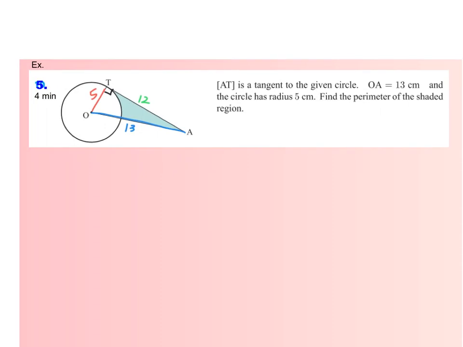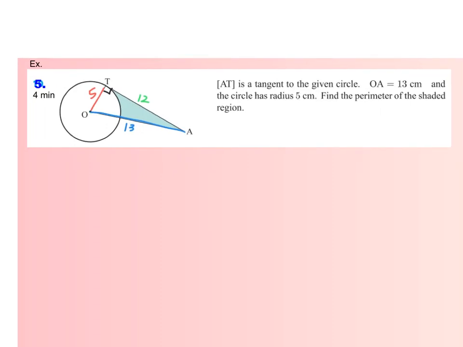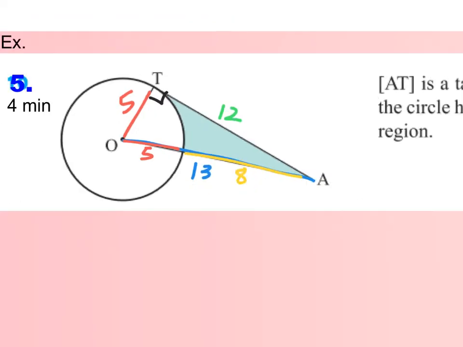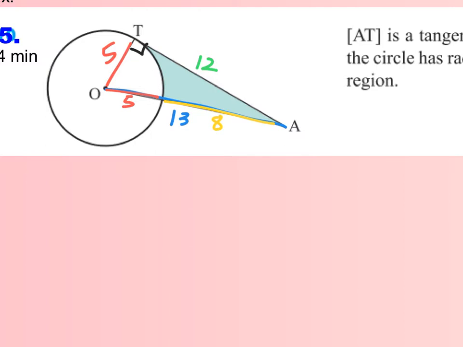Find the perimeter of the shaded region. Okay, cool. So I like this. So then this would be 5 as well. So that would make this length 8. So really what I'm doing is finding this perimeter here. So all I got to do is, what color haven't I used yet? Let's use gray. I got to find that length, and then I'll have the perimeter. I already have 12 and 8. Just got to find that arc length.